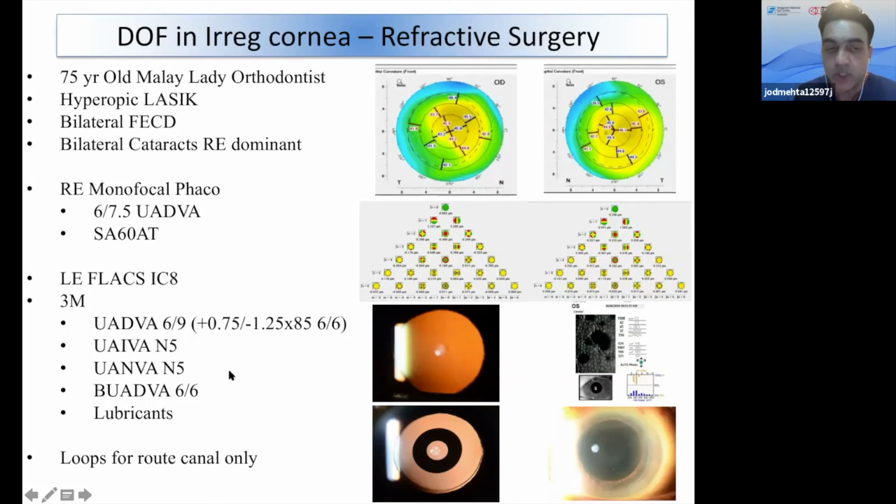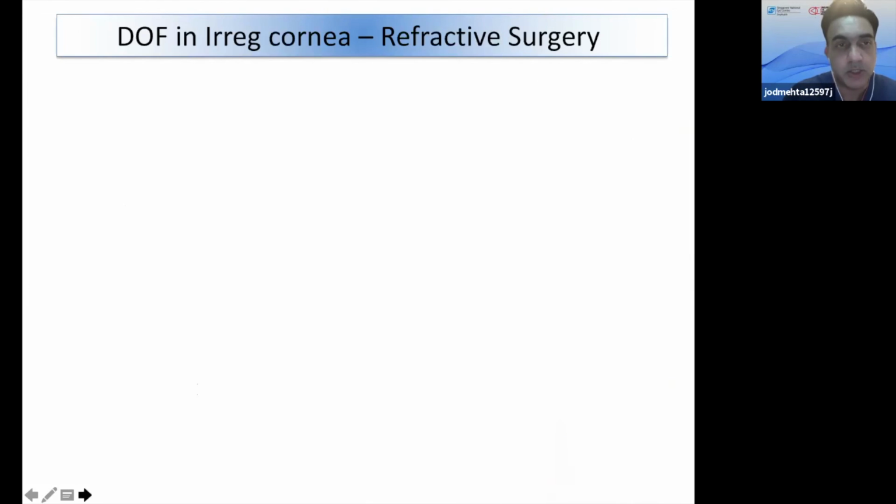And now she tells me she only uses, she's about 2 years post-op now, she's still maintaining very good intermediate near vision. She only uses loops basically when she's doing root canal treatment. Otherwise, she's pretty much spectacle independent.